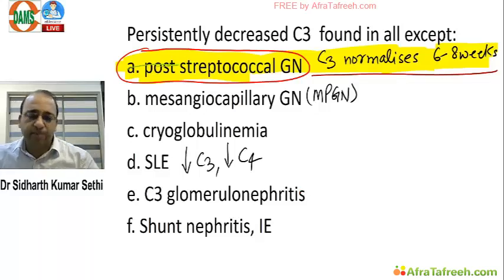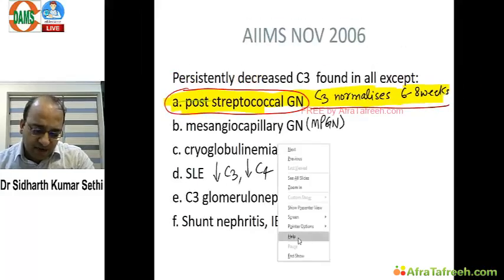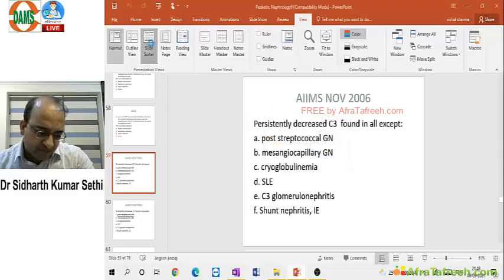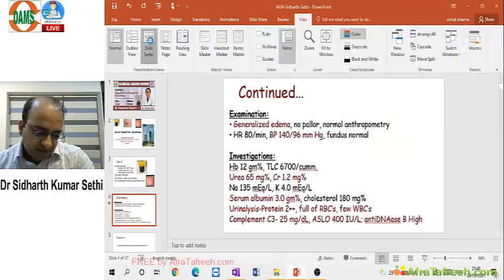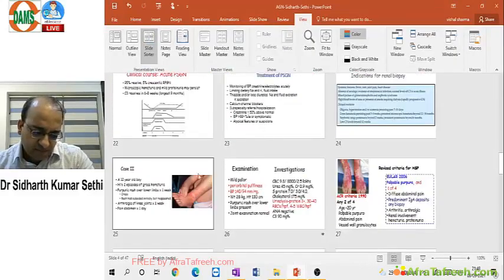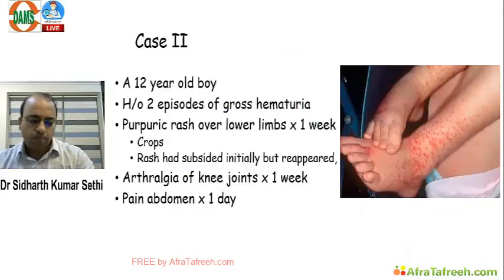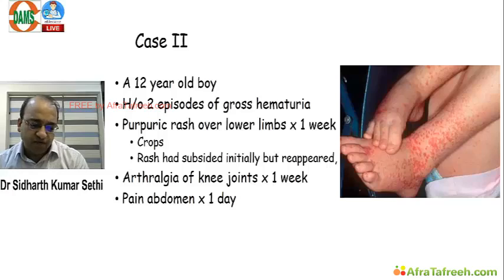So then I'll take you to case number 2. I have 3 cases to share with you. I'll now take you to another case, a very common case which I see in my part of the country. And here it is. I want all of you to tell me the diagnosis based on the history. A 12-year-old boy comes to me with 2 episodes of grossly cola colored urine.